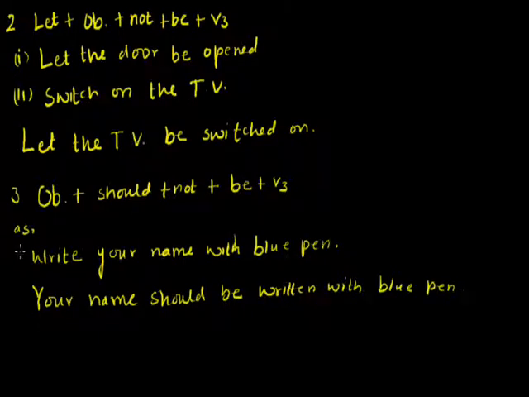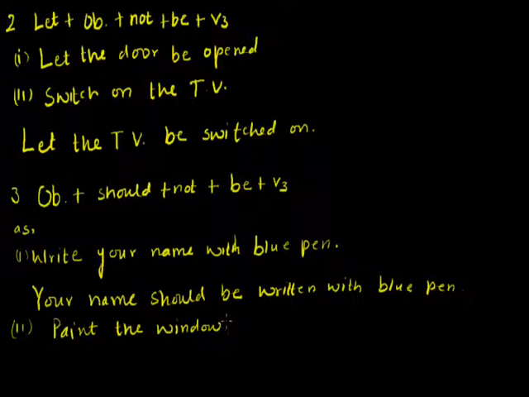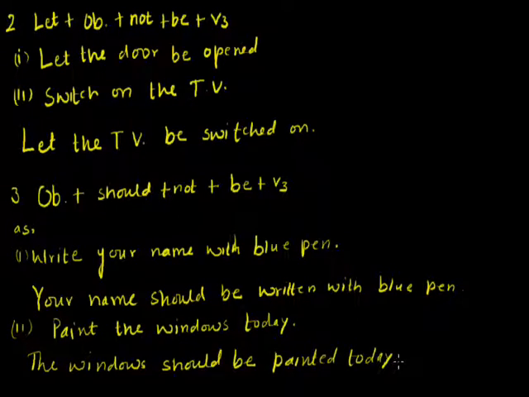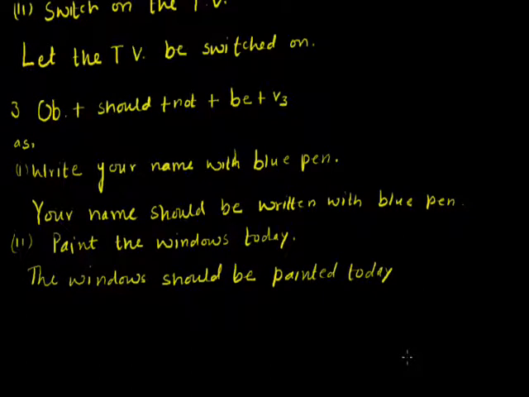Okay, one more example, paint the windows today. This is also a kind of imperative sentence. Okay, so when we make the passive voice of this sentence, first we will pick up the object. The windows is the object, then "should be," then the third form of the verb, painted, then today. Okay, so in this manner we make the passive voice of the imperative sentence.